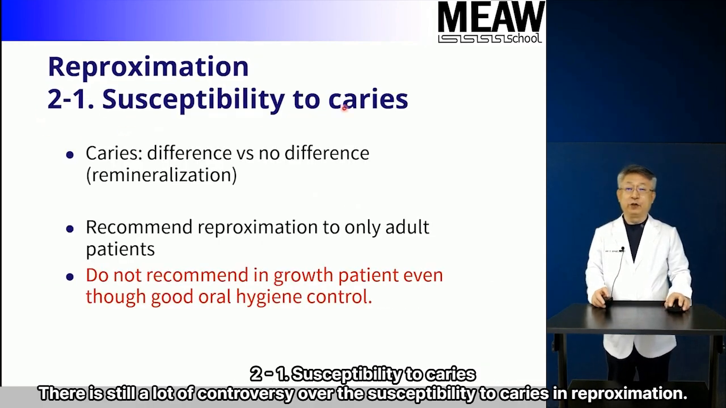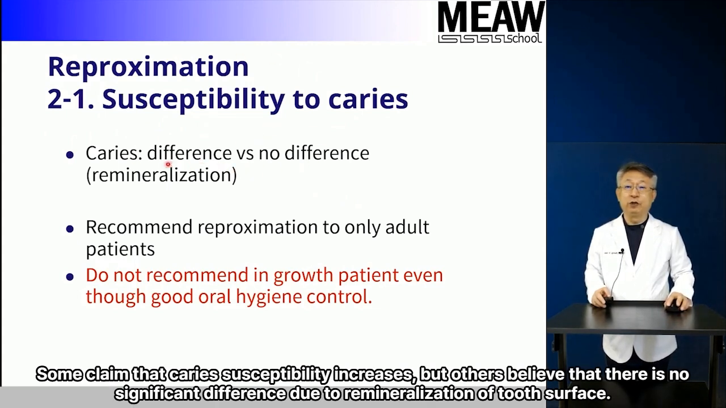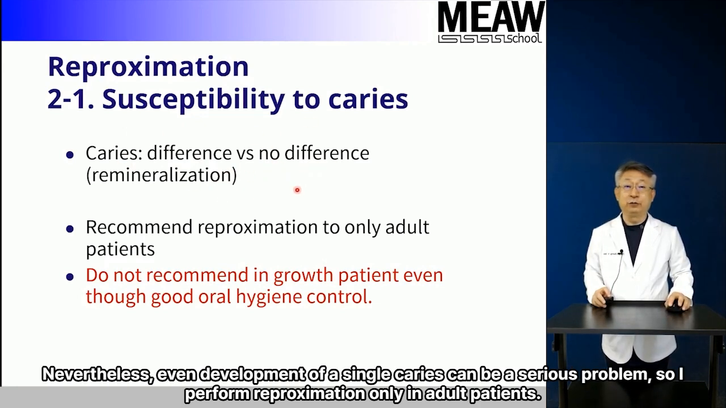2. Susceptibility to caries. There is still a lot of controversy over the susceptibility to caries in reproximation. Some claim that caries susceptibility increases, but others believe that there is no significant difference due to remineralization of tooth surface. Nevertheless, even development of a single caries can be a serious problem, so I perform reproximation only in adult patients.